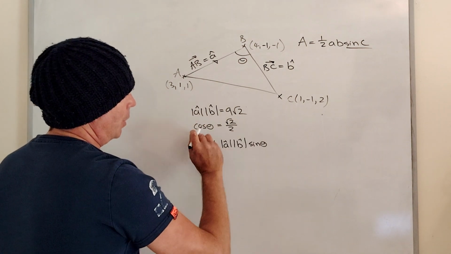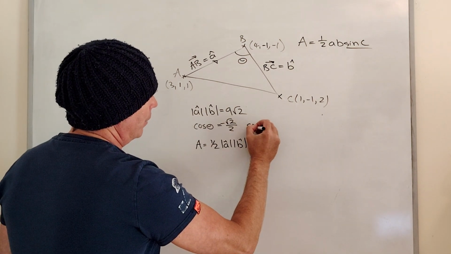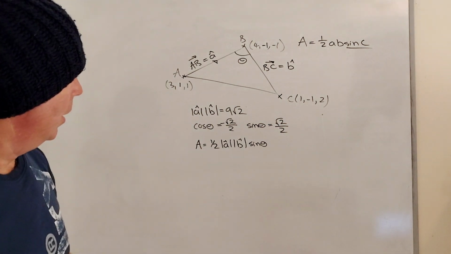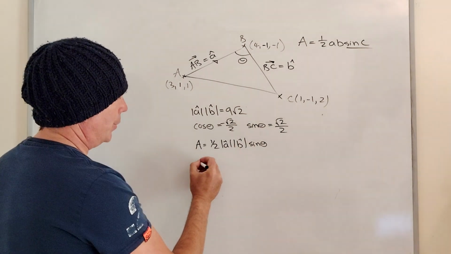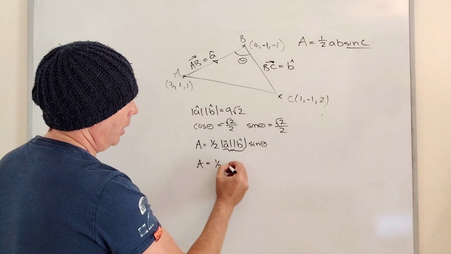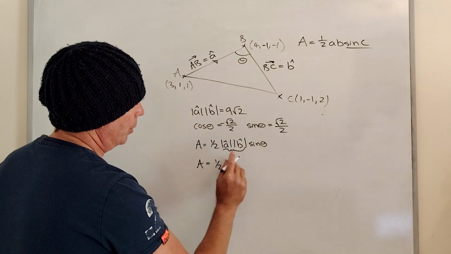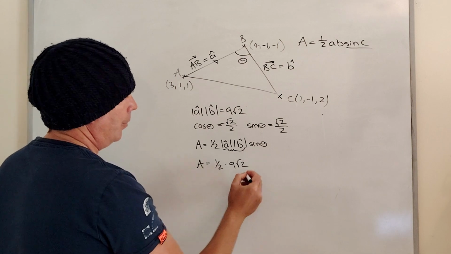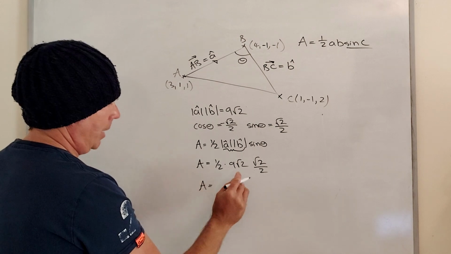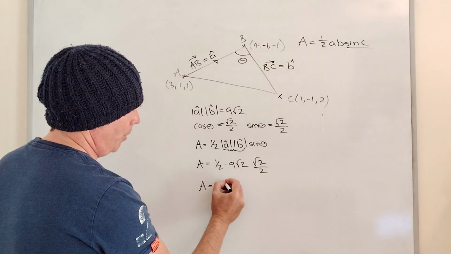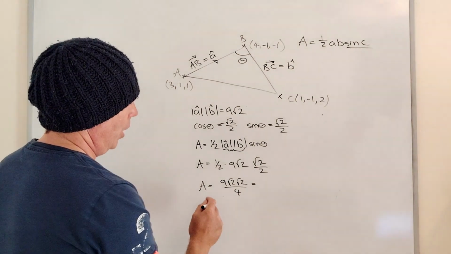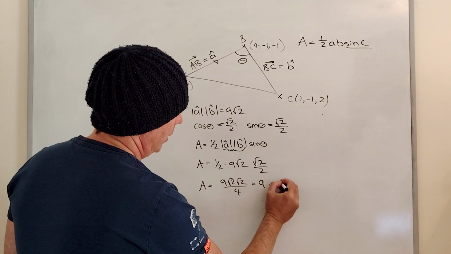So we know cos theta is negative √2/2, and we figured out that sine theta is also √2 upon 2. So what we've got to do now is plug things in. The product of the moduli is 9 root 2. So we're going to have a half times 9 root 2, all multiplied by sine theta, which is root 2 upon 2. Let's tidy that up a little bit. We're going to have a denominator of 4, so 9 root 2 times root 2 all over 4, and root 2 times root 2 is 4. So we end up with 9 square units.